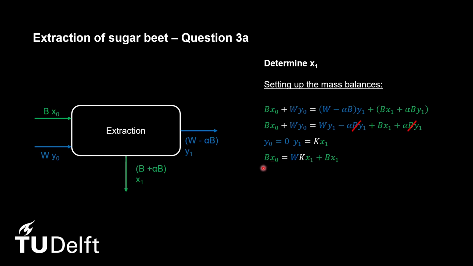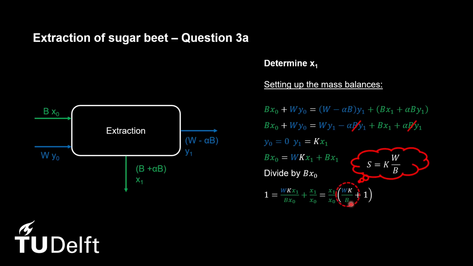Now, let's divide this equation by b x0, because when we do that, we get the following expression. This expression we can simplify again a bit by separating out x1 over x0. When separating out x1 over x0, the following part of the equation arises that you might recognize. This is equal to the separation factor, because you might recall that the separation factor is equal to the partition coefficient multiplied by the extract stream divided by the stream from which the compound has to be extracted.